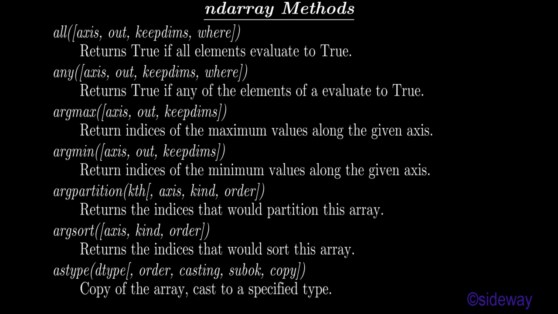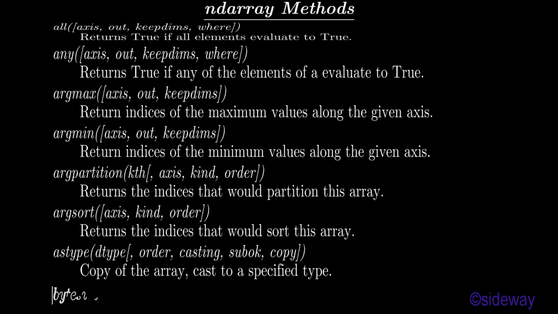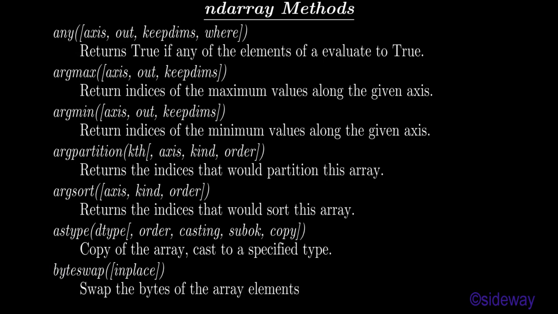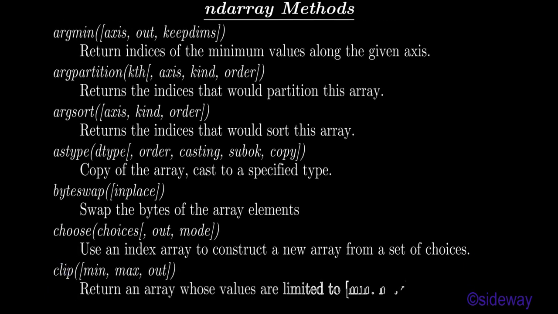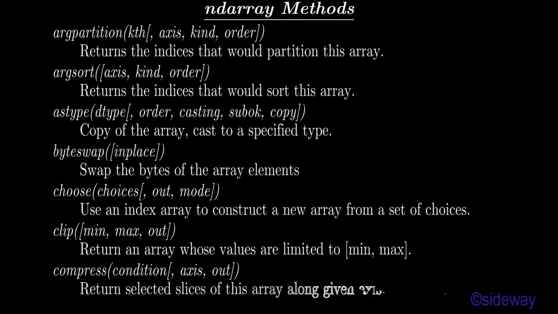astype, dtype, order, casting, subok, copy. Copy of the array, cast to a specified type. byteswap, inplace. Swap the bytes of the array elements. choose, choices, out, mode. Use an index array to construct a new array from a set of choices. clip, min, max, out. Return an array whose values are limited to [min, max]. compress, condition, axis, out. Return selected slices of this array along the given axis.